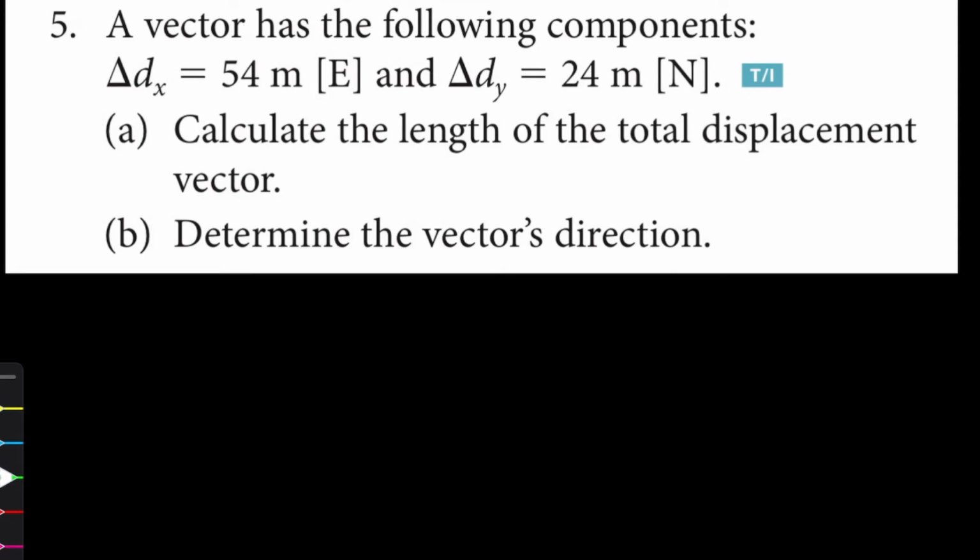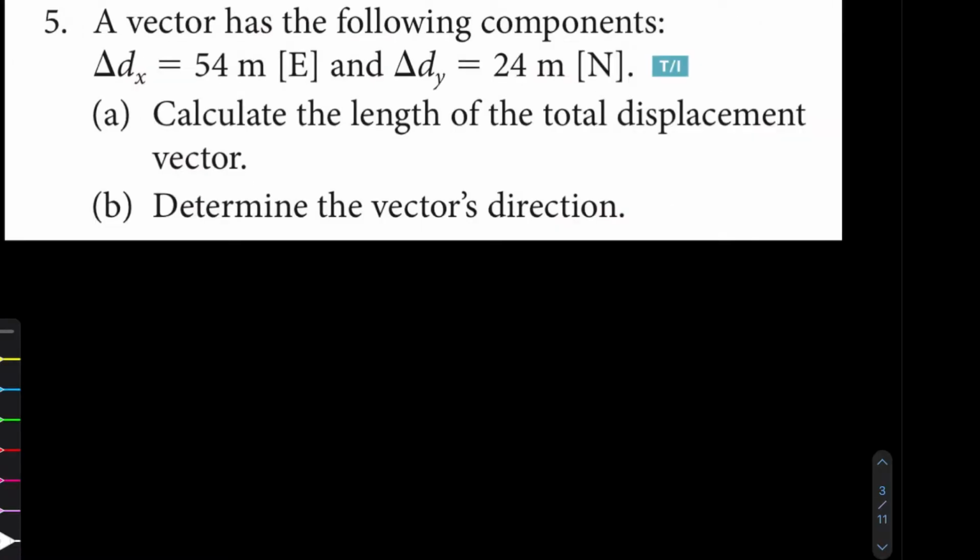For question number 5, we have that a vector has the following components: a horizontal component delta dx of 54 meters east and a vertical component delta dy of 24 meters north. Part A wants us to calculate the length of the total displacement vector, and part B wants us to determine the vector's direction. So let's start by drawing the two components that were given.